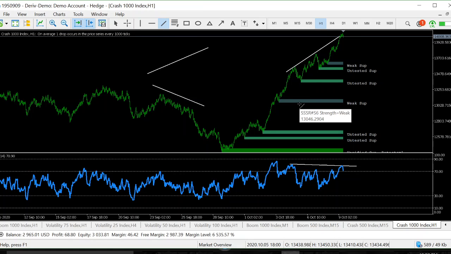I have two entry strategies that I use to trade this. And you can see that the market is already rejecting on that side. You can see it, guys. The market is already rejecting. We're having some reversal candlestick patterns over here.